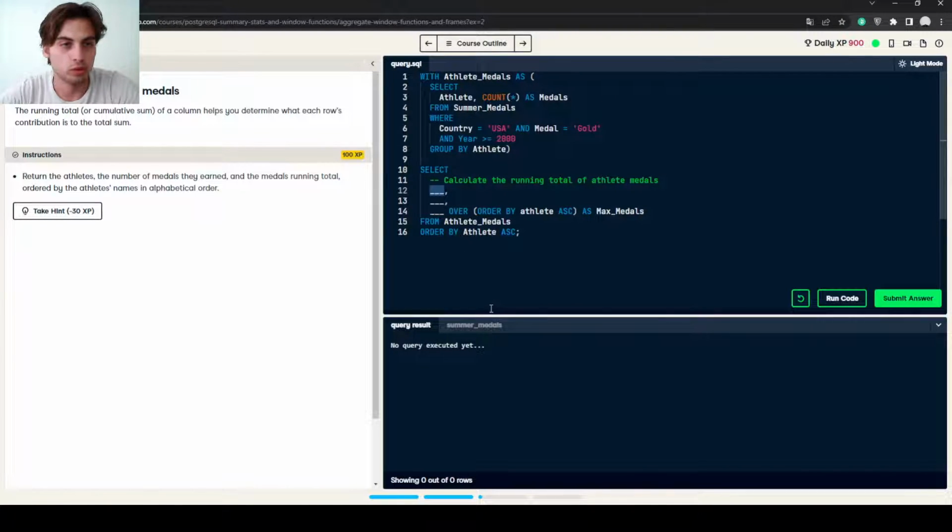То есть, что нам нужно здесь? The running total of athletes, athlete medals. Return the athletes.